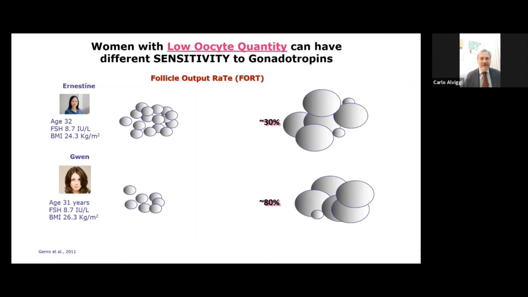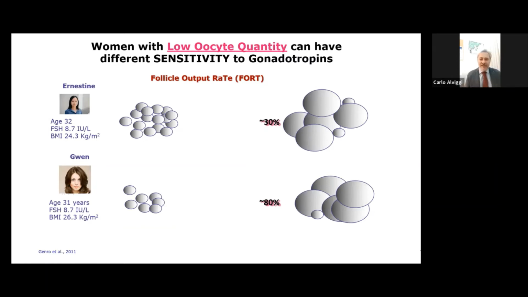But in the first patient, in a second stimulation, we can do something more, because only 30% of follicles had a good response to stimulation. So probably in the next stimulation in this patient, we can increase the dose. We can move from urinary to a higher dose of recombinant. We can move from agonist to antagonist. We can do many things to try to increase the follicle output rate.